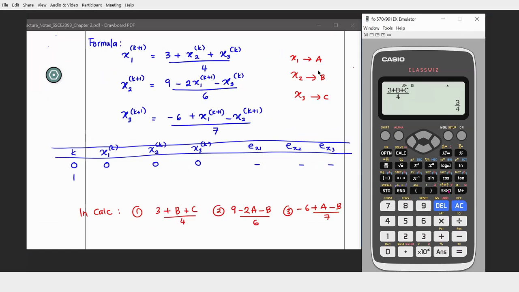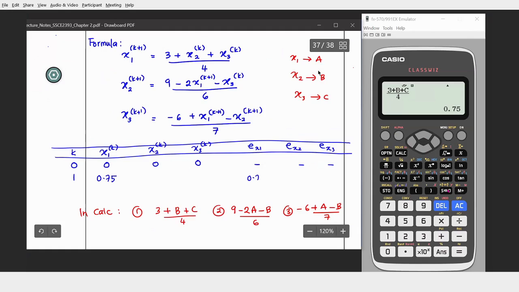Okay, so in terms of decimal, 0.75. So we put here 0.75 straight away. In fact, for the error, you can straight away put 0.75 because minus with a 0.